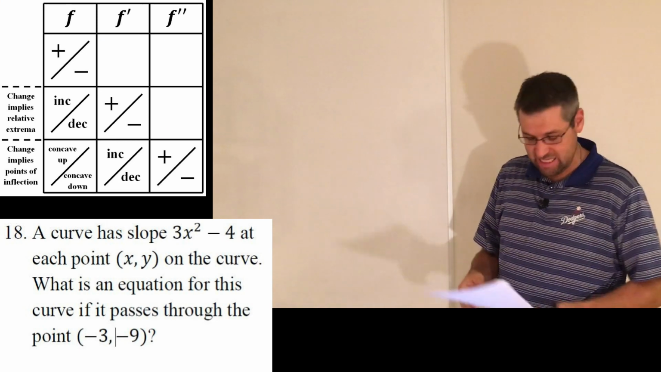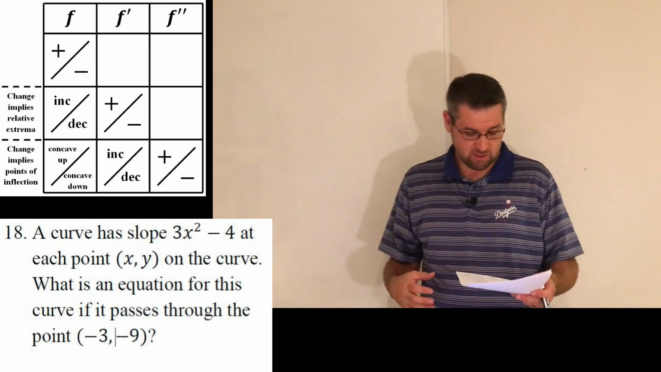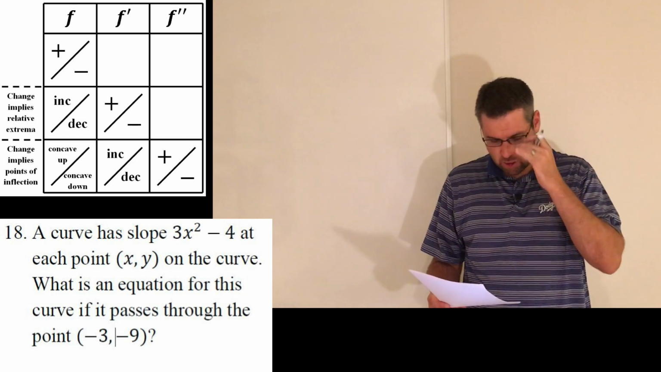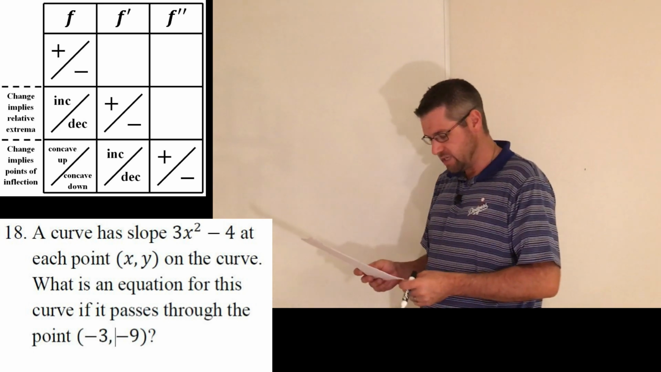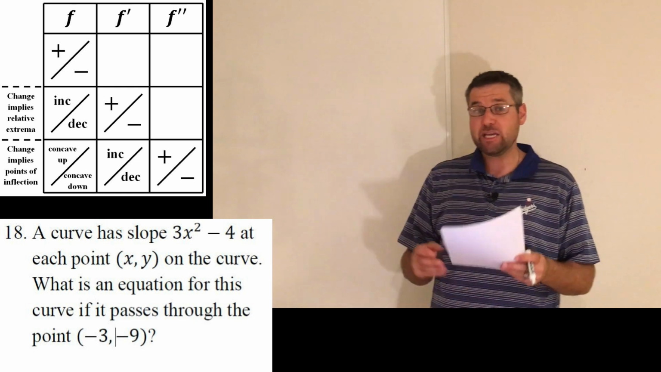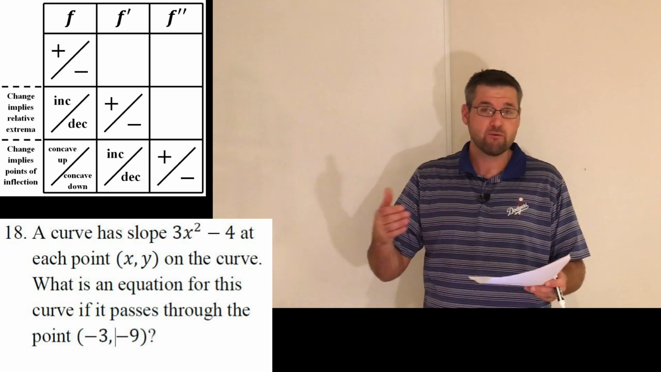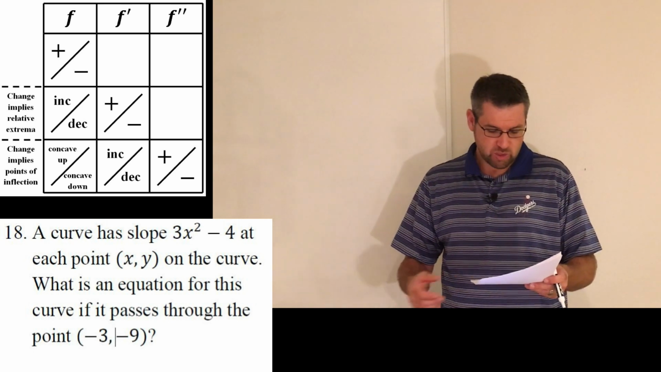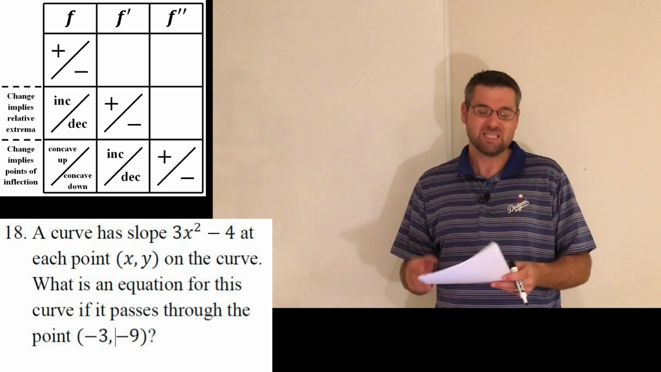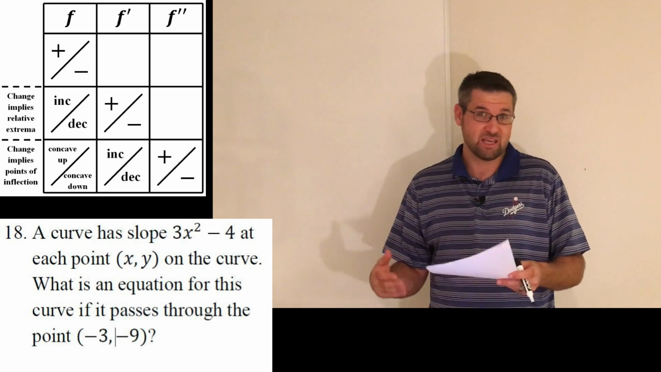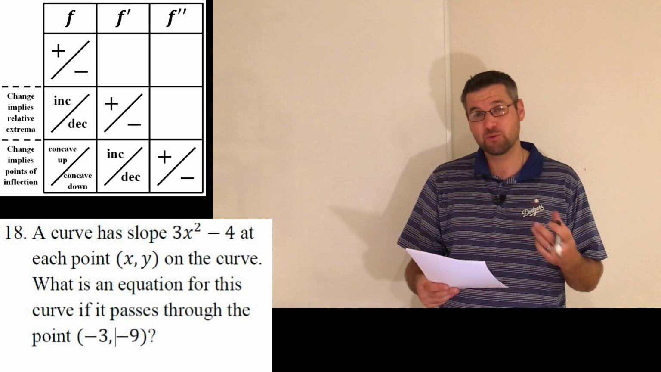All right, for number 18, the wording on this one's a little weird, but we have to understand how to read these things in order to do well in these types of exams. It says a curve has a slope of 3x squared minus 4 at each point x, y on the curve. So what this actually means is that the slope of the curve is equal to 3x squared minus 4 given different x values. In other words, 3x squared minus 4 is the derivative.